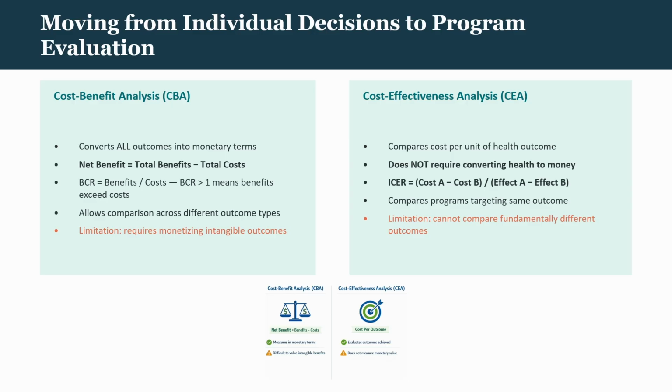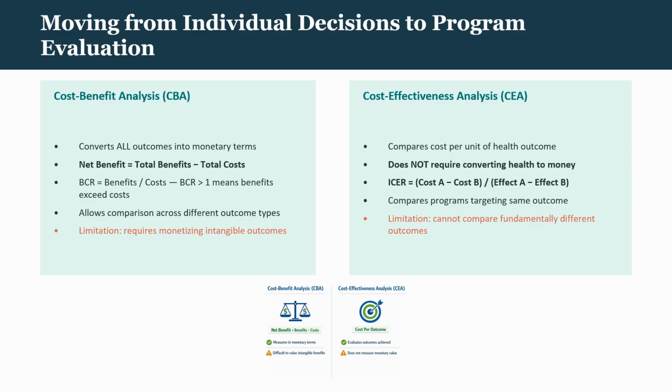Cost-effectiveness analysis sidesteps this problem by expressing outcomes in natural health units rather than dollars. Instead of asking, is this program worth the money? CEA asks, what does it cost per unit of health outcome achieved? For animal health, relevant outcomes might be cases of disease prevented, animals saved, or production units preserved. For zoonotic diseases with human health implications, outcomes might include human cases prevented or quality-adjusted life years, QALYs, saved.